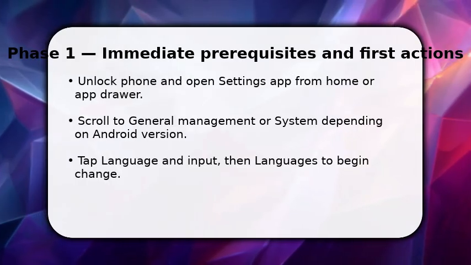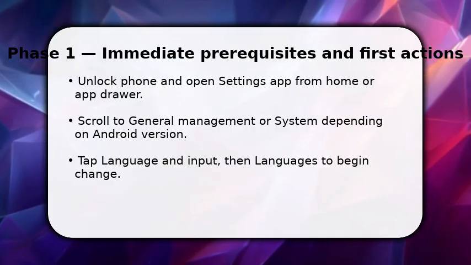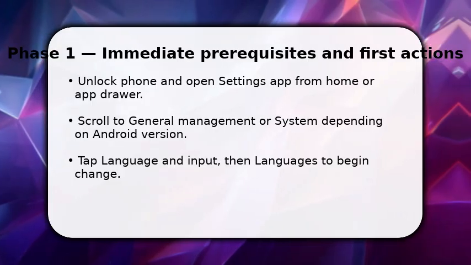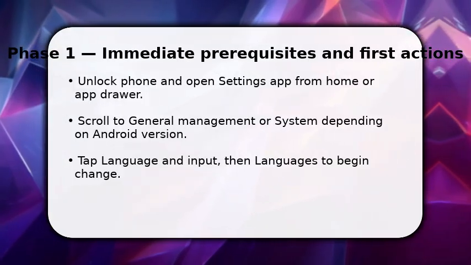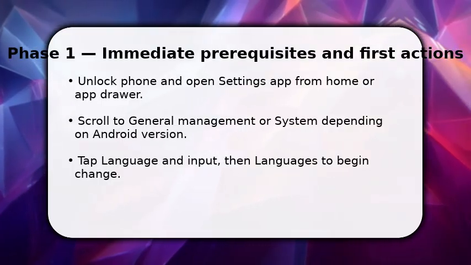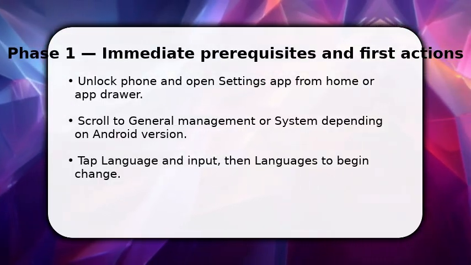You start by unlocking your Samsung and opening settings. Once done, go straight to General Management or System. Names vary by model. Tap Language and Input because this is where regional preferences live. You will see languages at the top. Press it to view the list.